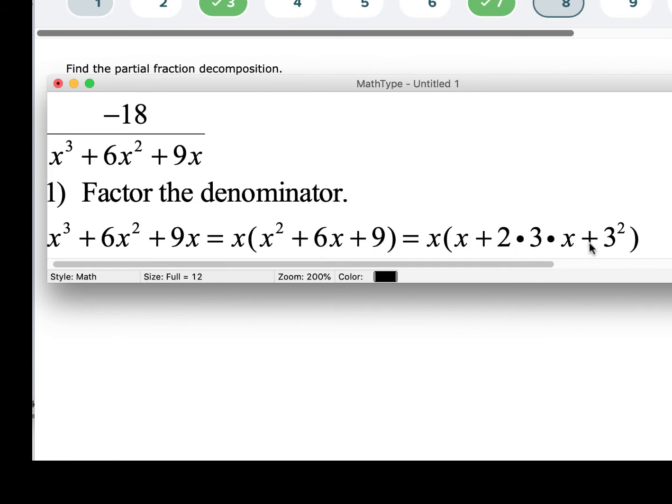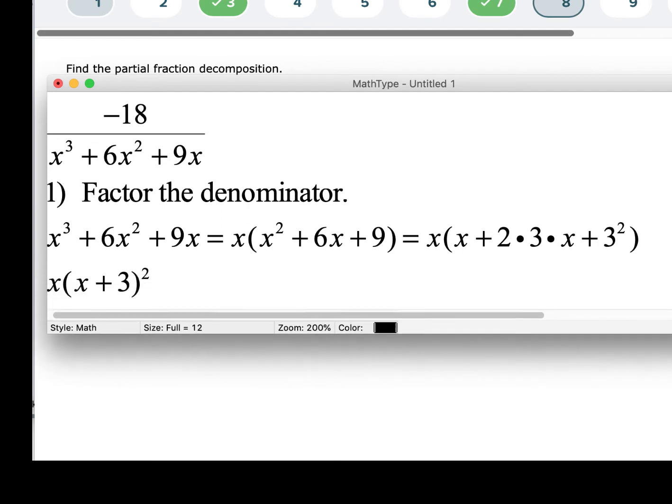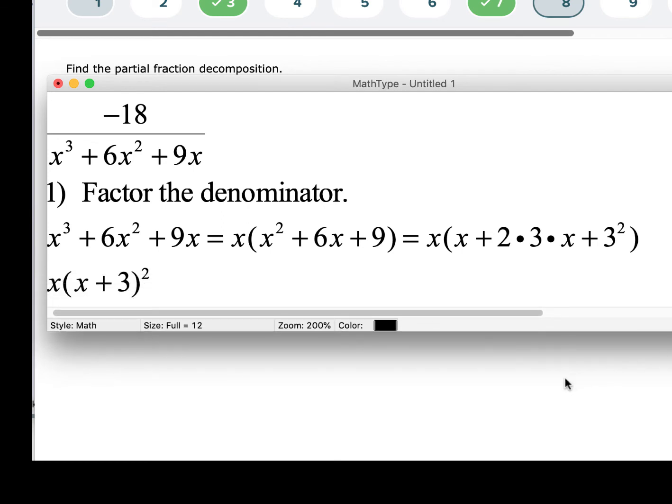I've expanded it out this way, but I think it's easier to just look at the 9 and say, ooh, it's a perfect square. If I double it, do I get the middle coefficient? Voila! Then it factors, and it factors into (x plus 3) squared. Another way to think of it is if you take 9 and ask what factors of 9 add up to 6, you will get 3 and 3. So you get (x plus 3)(x plus 3). So we're going to write that as x times (x plus 3) squared.